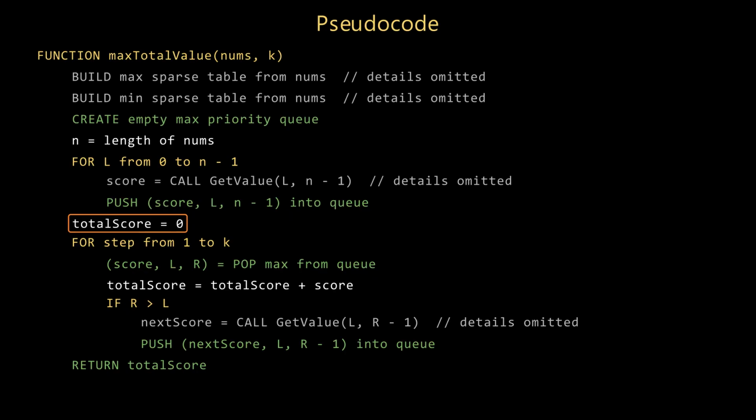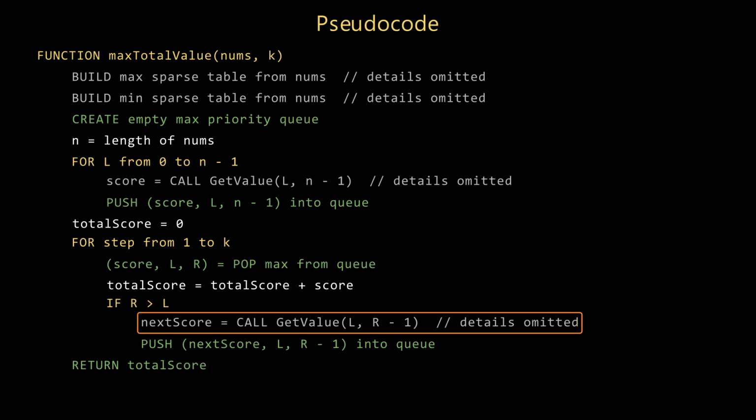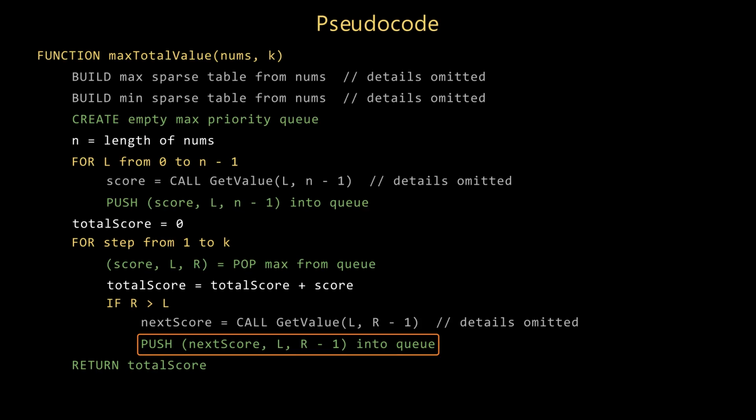Initialize the running total score to 0. Repeat exactly k extraction steps. Pop the highest scoring tuple from the queue. Add its score to the running total. If R is still greater than L, the window can shrink. Call getValue on the narrower interval, again, details omitted. Push that alternative back into the queue. Return the accumulated total score.